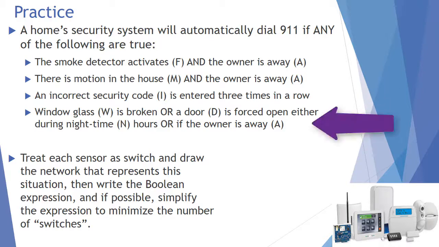Or there's window glass broken or a door is forced open, either during the nighttime or if the owner is away. Either of those would be suspicious. It's a little bit tricky, so treat each sensor as a switch with the letter that's given, and make a network that represents the situation, and then, like we did a minute ago, write the Boolean expression. If you can, see if you can simplify it as well. Pause the video and unpause to see that solution.